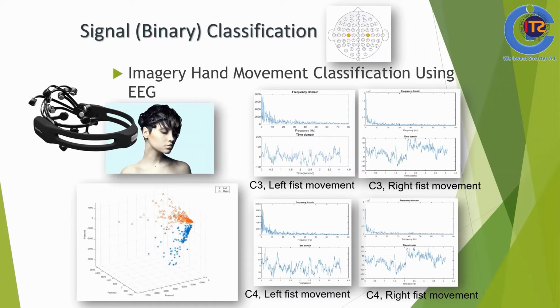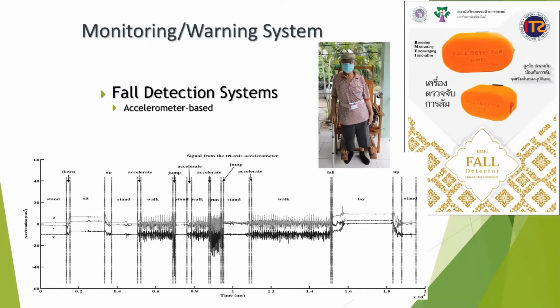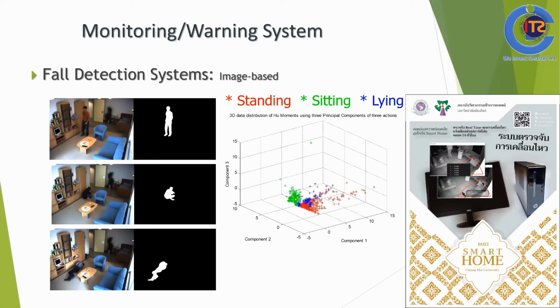We also have the fall detection system that we would try to detect the fall of the patients or the elderly. So we can classify the fall from the other activities like sit down, stand up, or jump, or running, walking, something like that. We also have the fall detection system based on image. So that's going to be another one that can be applied without any sensors on the subject.